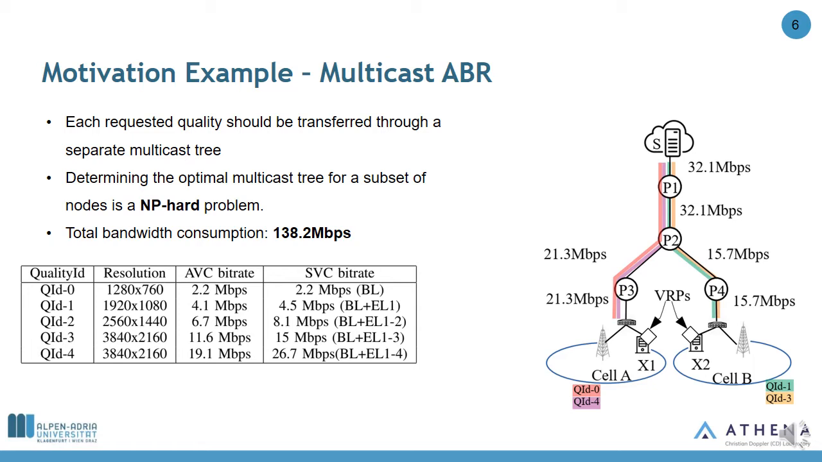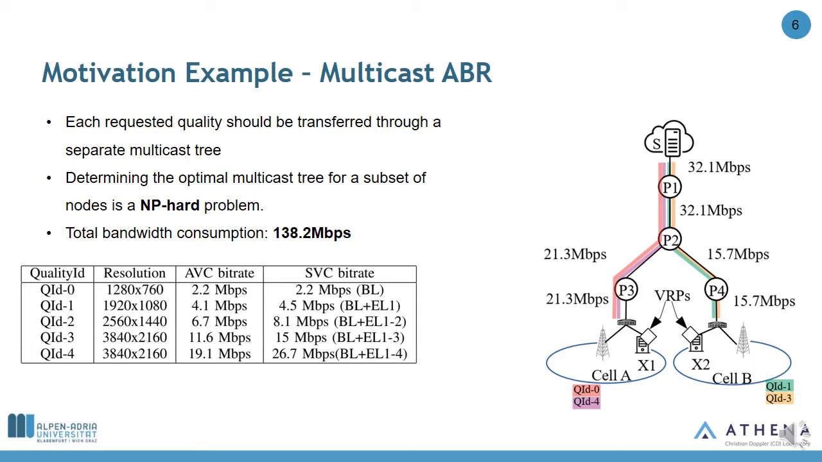And also assume a given simple topology as depicted in the figure, with one media server and four PoP nodes denoted by P1 to P4, and two VRPs located at the edge of the network. In the multicast AVC approach, each requested quality should be transferred through a separate multicast tree, which we depicted with different colors.